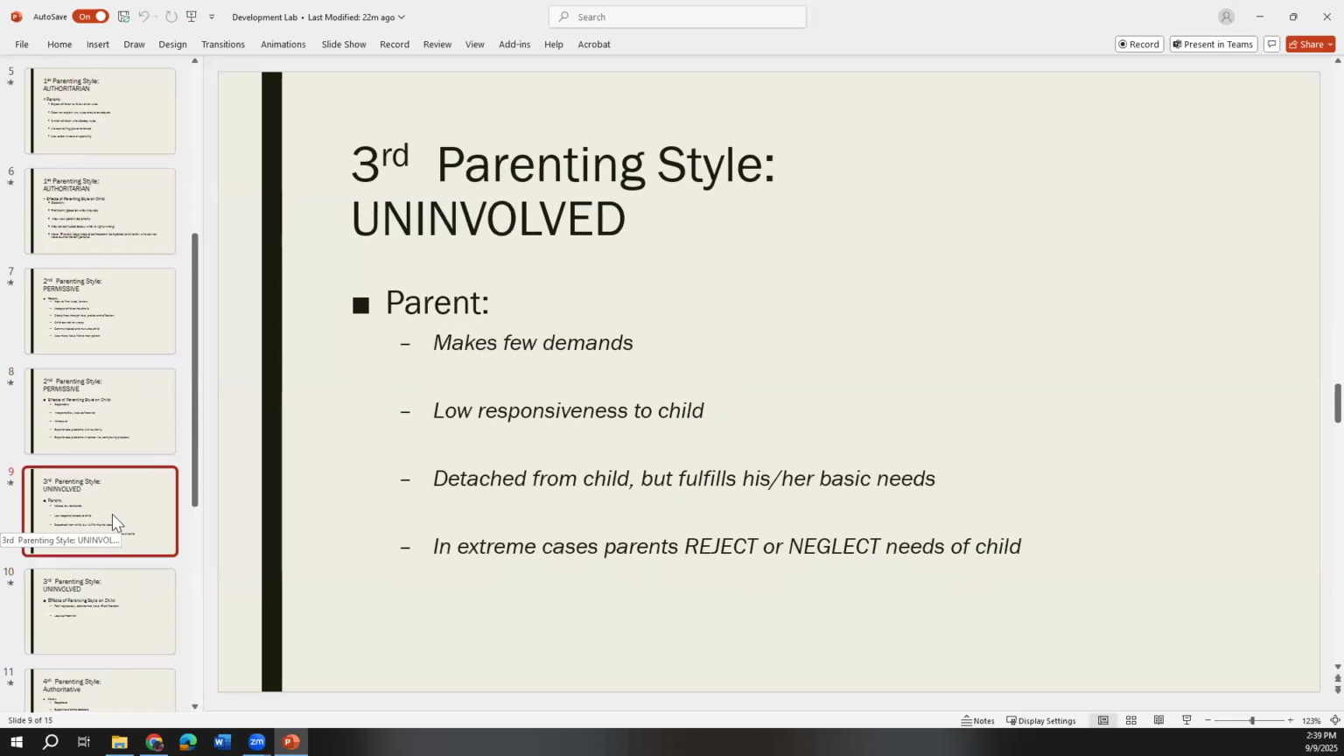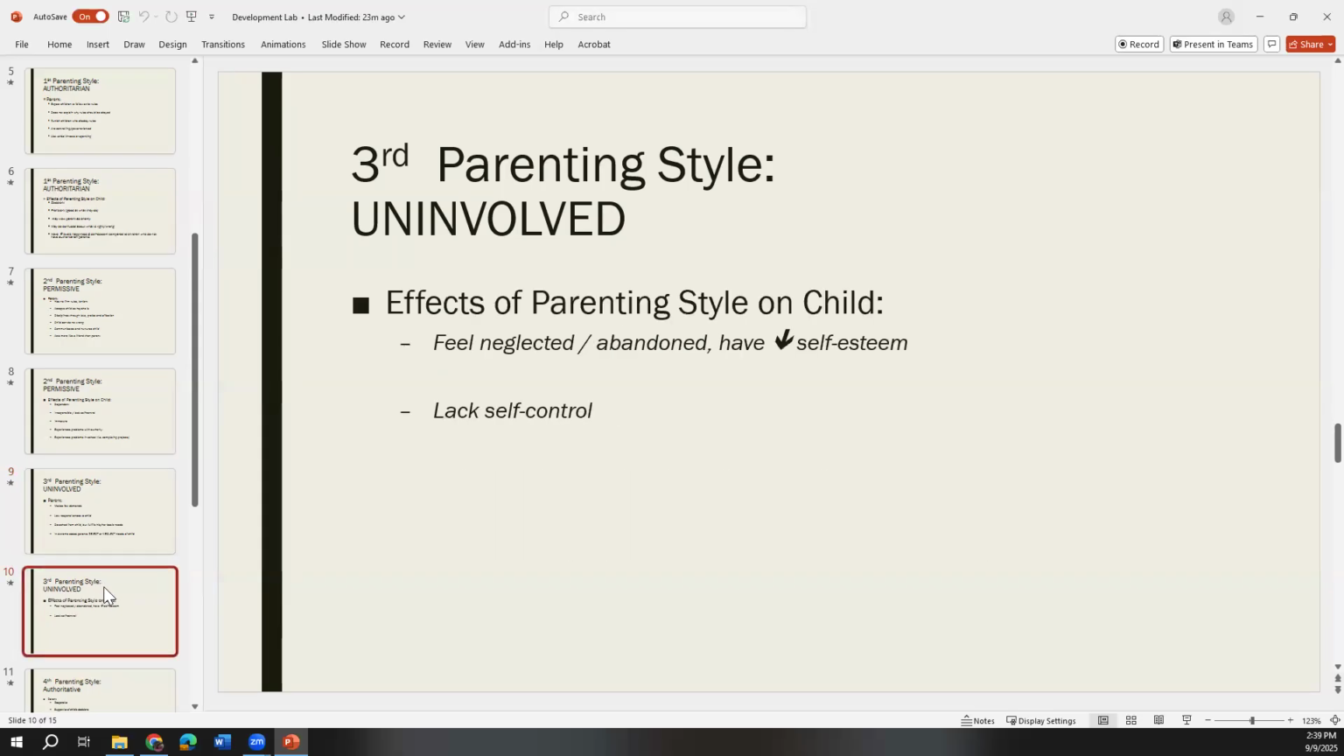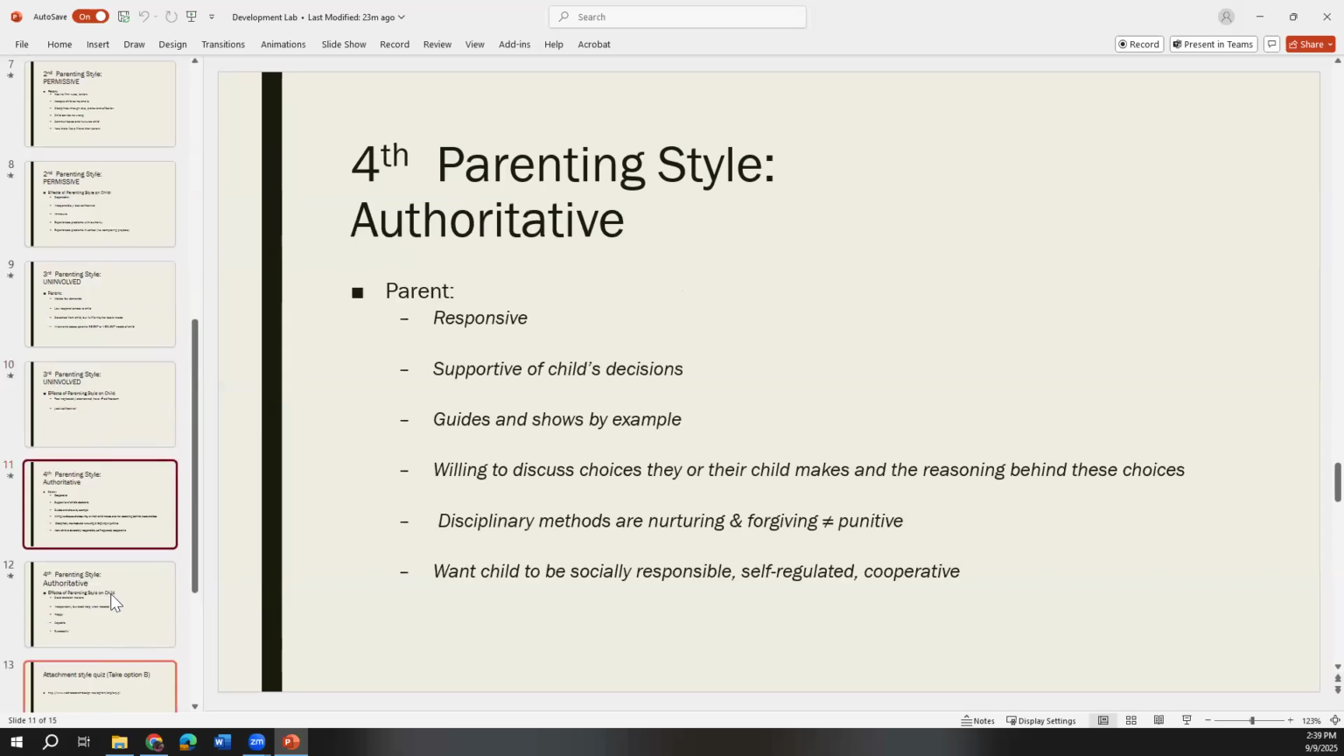Neglectful or uninvolved parents are low on all things, and in my opinion, they're not really parents at all. They don't have demands, but they also don't have very much interaction. The effect on children of having an uninvolved parent is to feel neglected, to feel abandoned, to feel low levels of self-esteem. So let's just hope that none of you ever become that kind of parent.